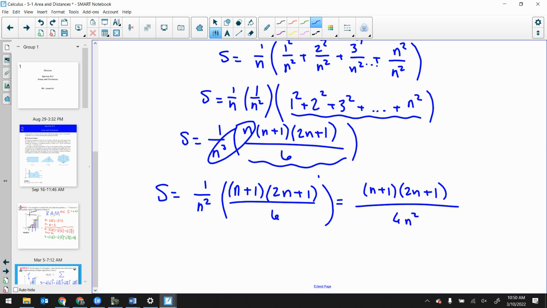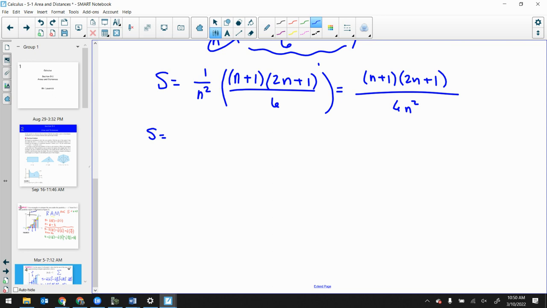Let's pick up where we left off. I'm going to multiply these together up top. I'm just going to FOIL that out. So now my sum is equal to, first, outer, inner, last, we got 2n squared plus 2n plus n, so plus 3n plus 1, all over 6n squared.